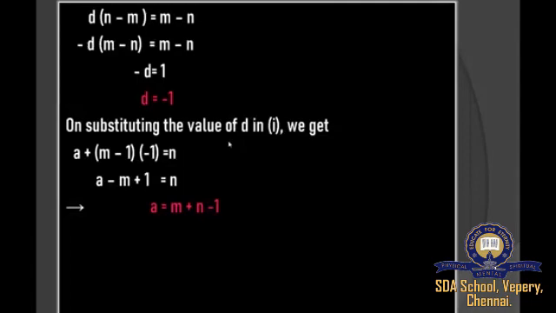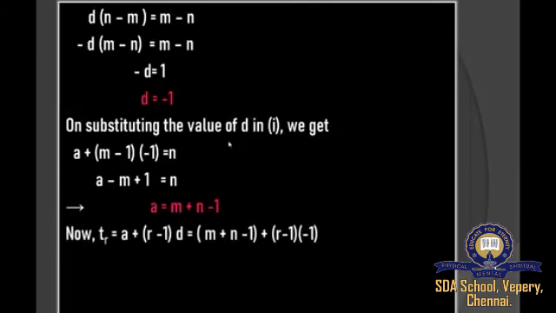Here what we have to do is prove the rth term of the sequence, right? So what is the rth term of the sequence? How can the rth term of the sequence be written? a plus r minus 1 into d. Here I know what a and d are. So in place of a, I'm going to substitute m plus n minus 1, plus r minus 1 will be left as such, and in place of d, substitute minus 1.